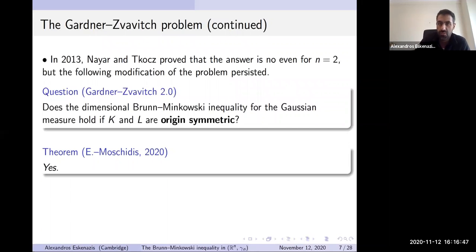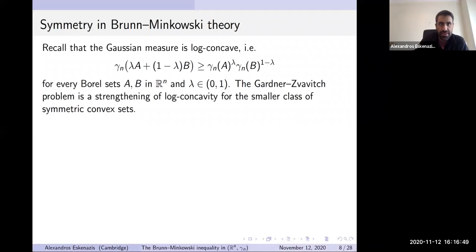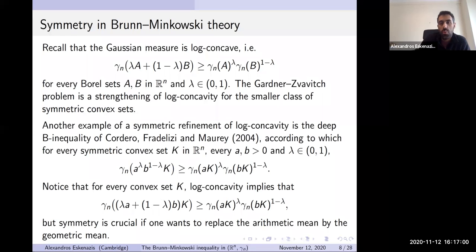So this follows from a bunch of works, but there's a strong conjecture behind this that we have no clue how to prove, or whether it's true or not. So let me just mention one example of a theorem of this sort that we know, and that's the important B inequality of Cordero-Erausquin, Fradelizi, and Maurey.